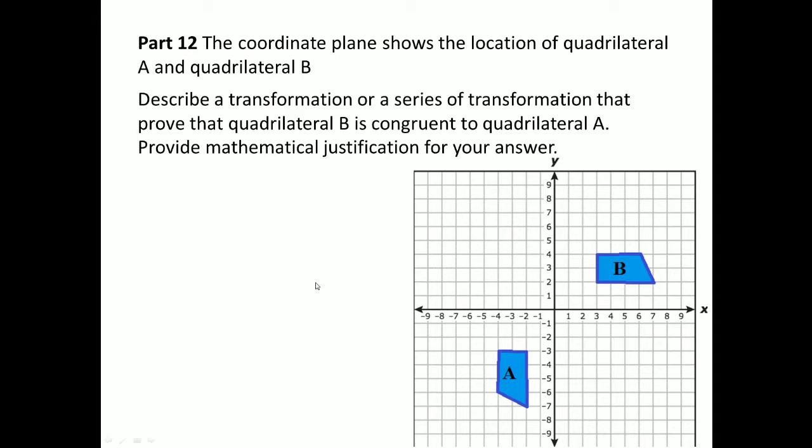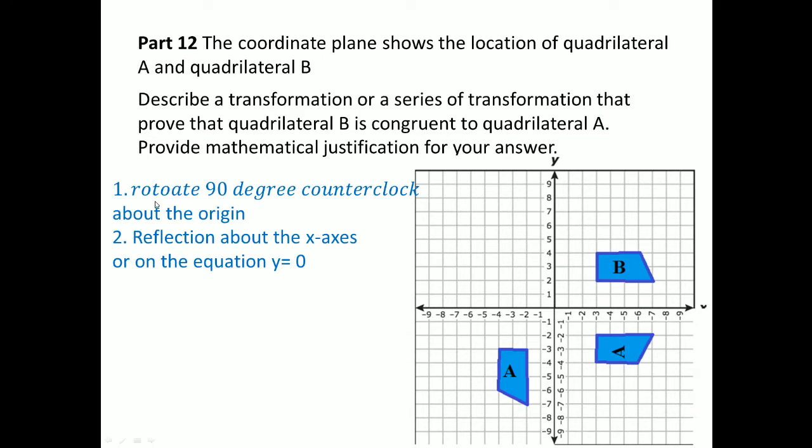Part 12. The coordinate plane shows the location of quadrilateral A and quadrilateral B. Describe a transformation or a series of transformations that proves quadrilateral B is congruent to quadrilateral A. Provide your mathematical justification. My first step here is to rotate 90 degrees counterclockwise about the origin, right? That is going counterclockwise, and that's 90 degrees. Then I reflect it, which is going to be the red one.